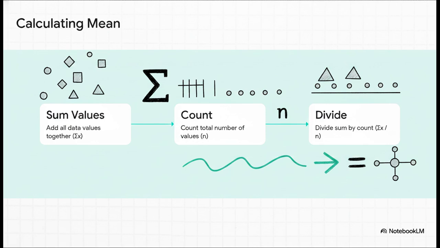You see that symbol sigma? It just means sum of. So you add up all your individual values. Then you divide that grand total by n, which is just a fancy way of saying the total number of values you have. Add them up, divide by how many there are, and boom, you have your mean.